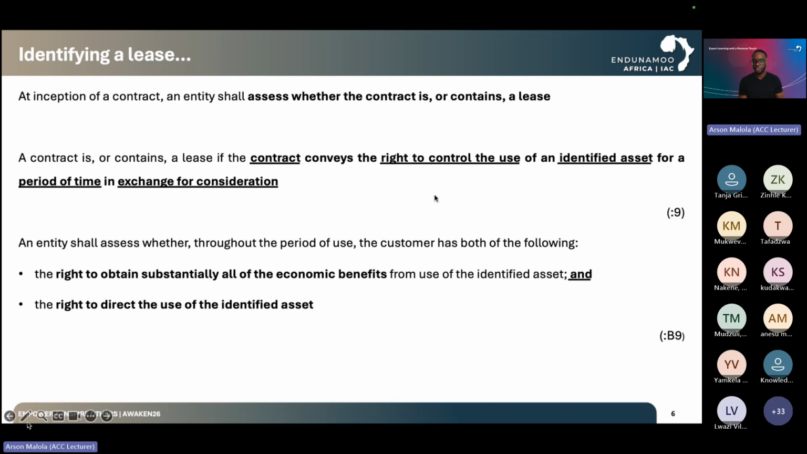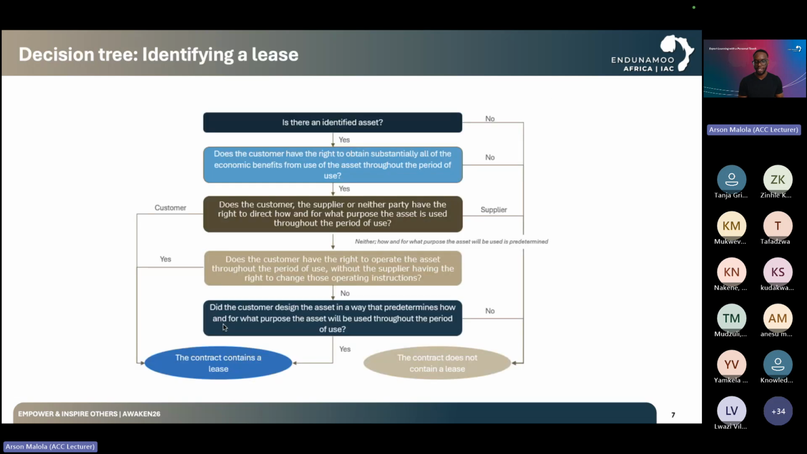And then when you discuss right to control the use, you need to discuss two things, so a layer down. Who has the right to substantially all economic benefits? That's, like I mentioned, the easier mark to get. And then the second bullet is far trickier: who has the right to direct the use of the identified asset? That's when you discuss who has the right to direct the how and for what purpose the asset is used. And then at that layer, that's when you need to discuss all of those elements that we mentioned earlier on. The decision tree is extremely important, or helpful rather, to help you navigate all of that analysis and score all of those marks. Always remember to conclude.